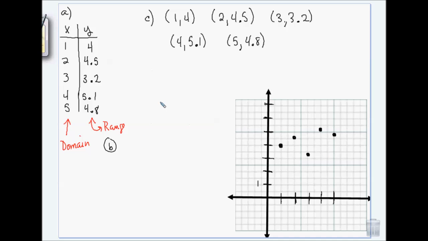Now for D, we're supposed to state whether this is a continuous or discrete function. What do you think? Should these be connected with some sort of a line or curve, or are these individual points? Yeah, they're individual, right? Because each team made their own sculpture. It's not like the sculptures bleed into each other. So this is discrete. And discrete is because it's individual.